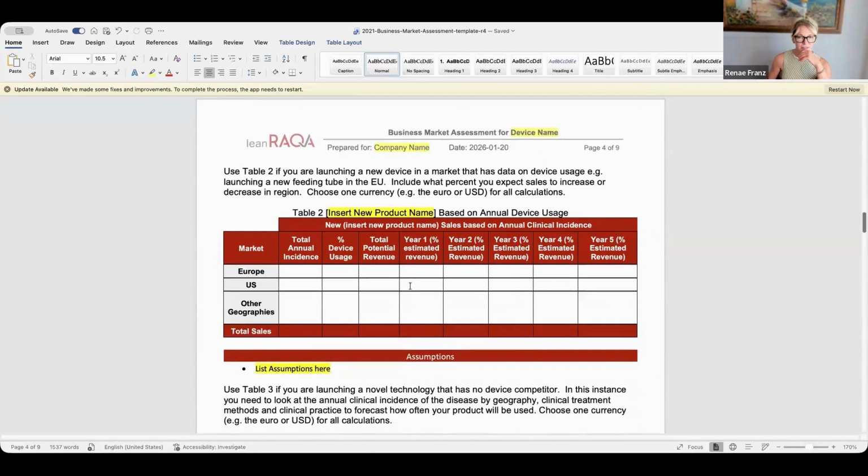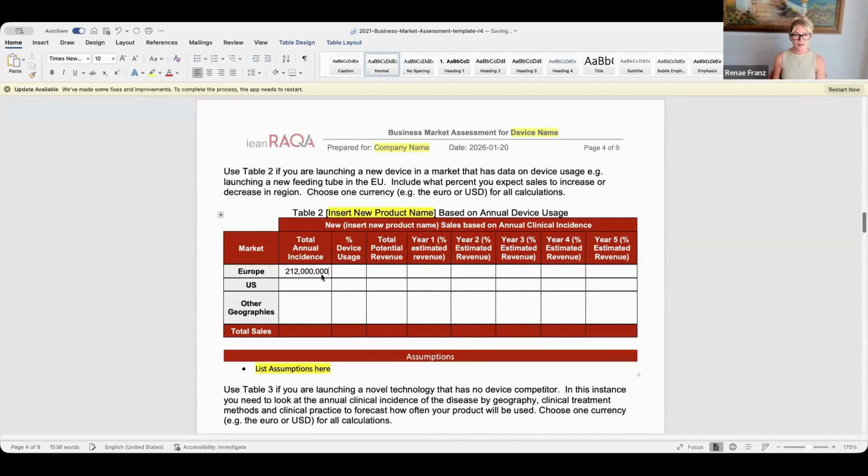The second table is if you're launching a device. So this is like a known problem with a known solution. Like you're launching a new feeding tube or a new Foley catheter. You already know there's lots of Foley catheters sold a year, for example, so you already know the annual incidence. Or actually, in this model, let's use peripheral IV lines. There's 212 million peripheral IV lines sold a year in the US.